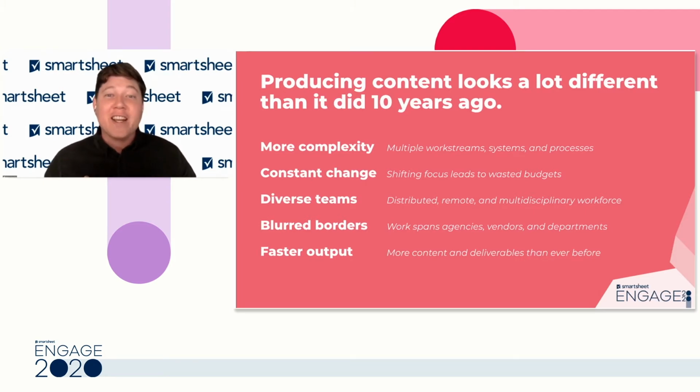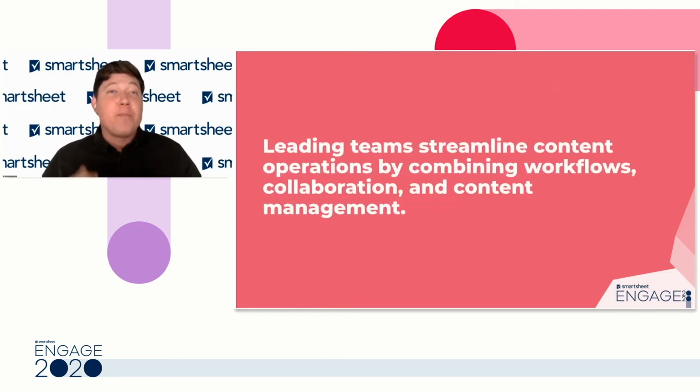So even as a training team, we are facing these. Marketing teams face this, product development teams face this. Every team and department across an organization is experiencing these similar types of challenges as they produce content across their organization. Now, some of the best practices I've seen, some of the best organizations I've seen over the last few years, even at Slope, is that leading teams start with that infrastructure and that backbone of content operations that they can streamline everything from start to finish. And they do that by combining workflows, collaboration, and content management in one.